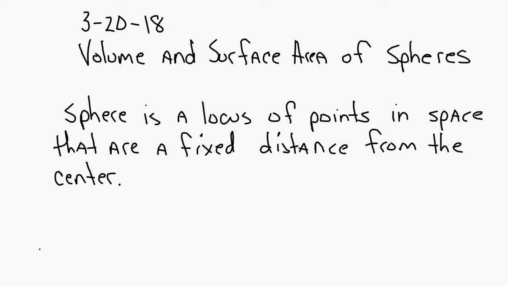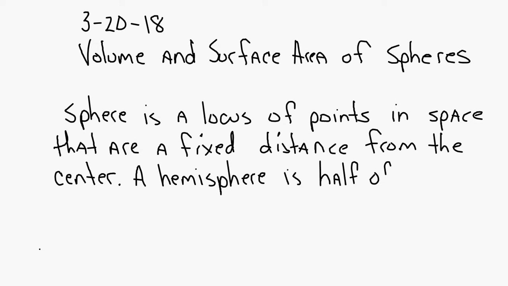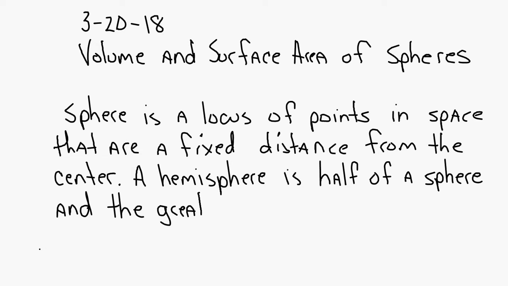Okay, a hemisphere is half of a sphere. And the great circle divides the sphere into two hemispheres.